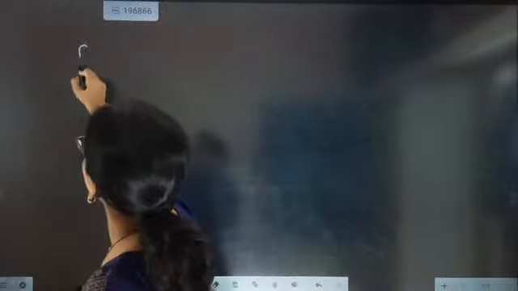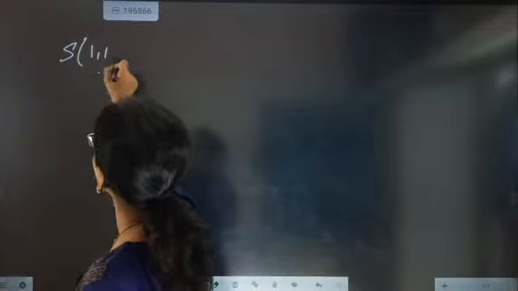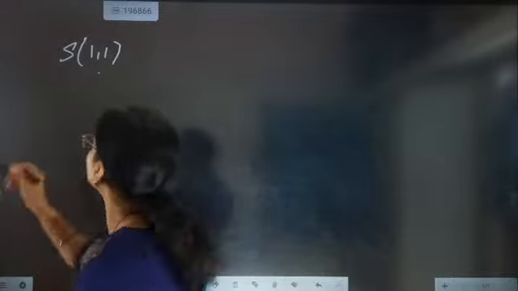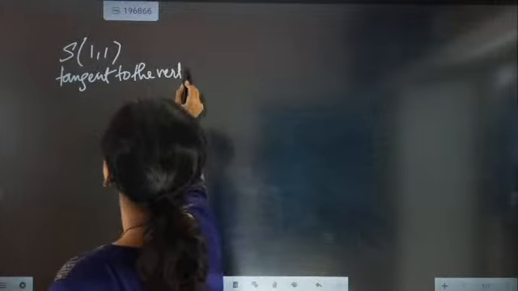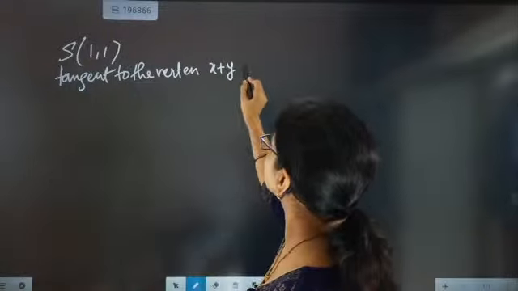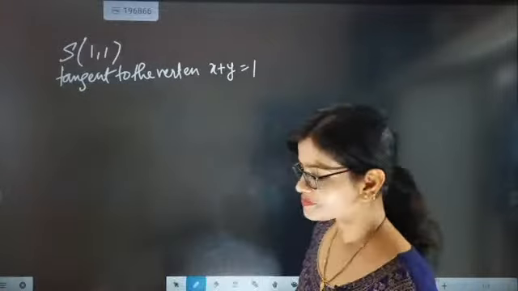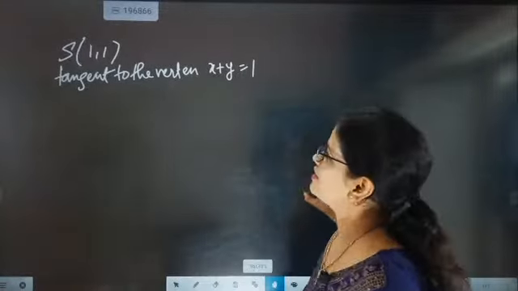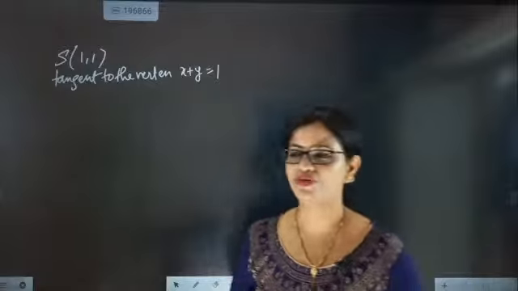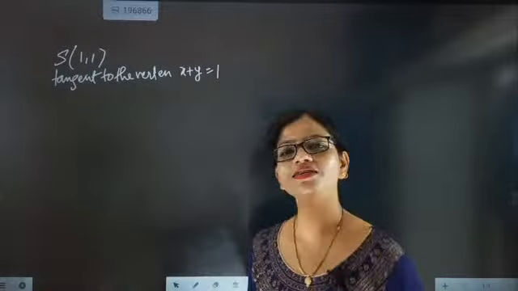So now look here. The focus is given to you as (1, 1), and the tangent at the vertex is given as x plus y equal to 1. Seriously, this question is really a rock star question. See, look here, focus is given to you, vertex tangent is given to you.